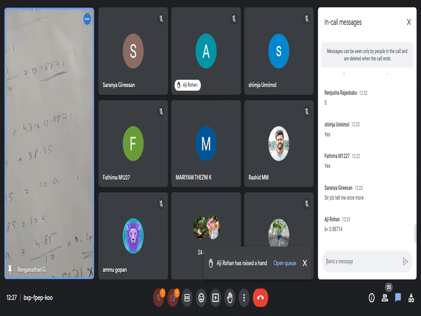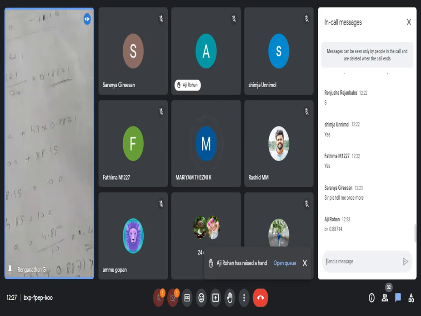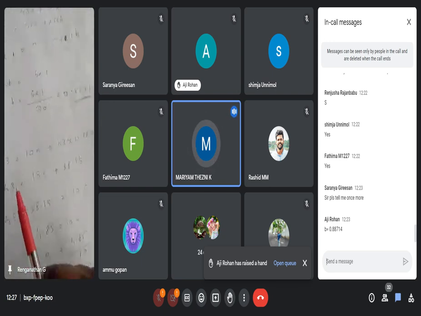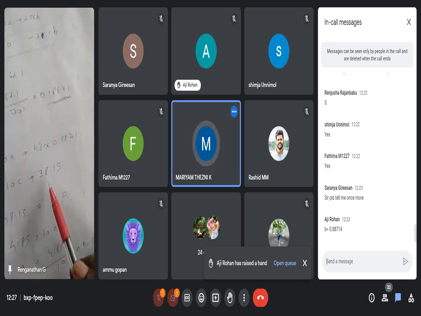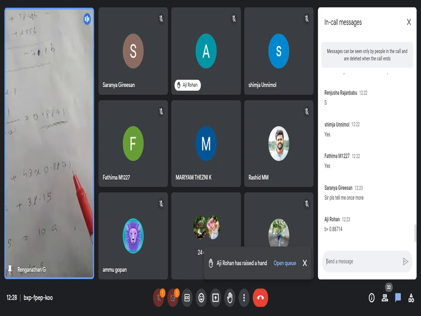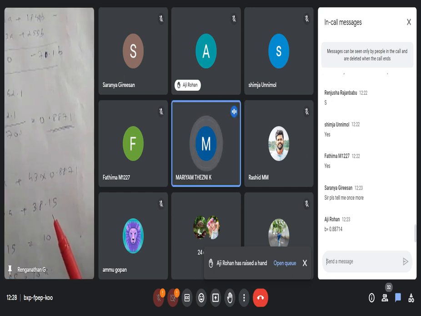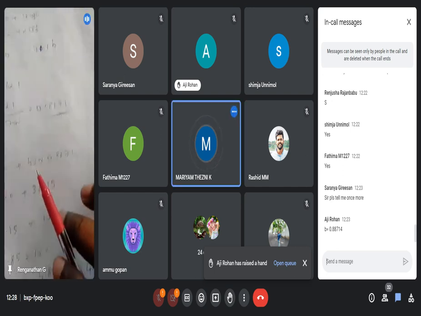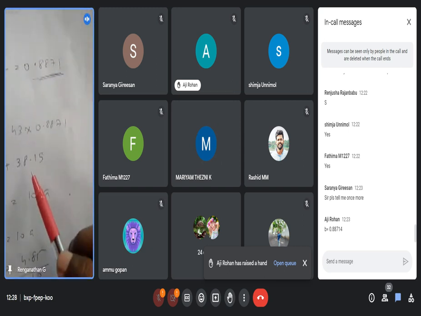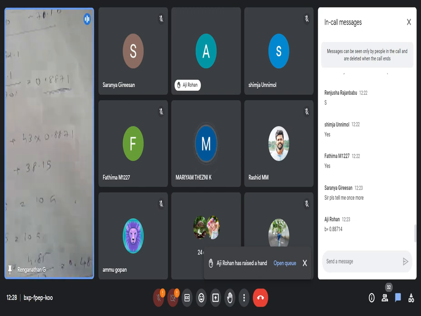Sir, the value is 37.84. There is no such value here. 43 into 0.8871 is equal to 37.84? Yes, sir, 37.84. Okay, then everybody check that answer. There is some slight error in this figure. Check that and correct it.